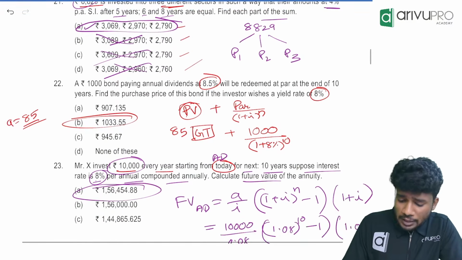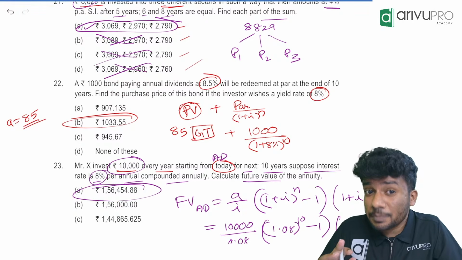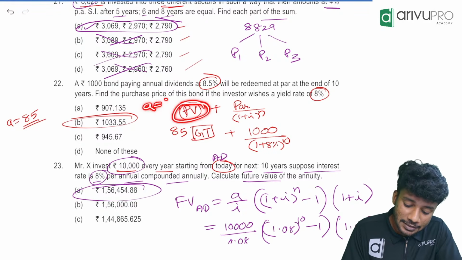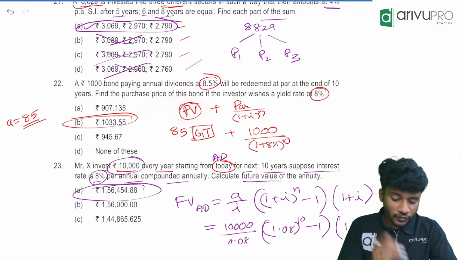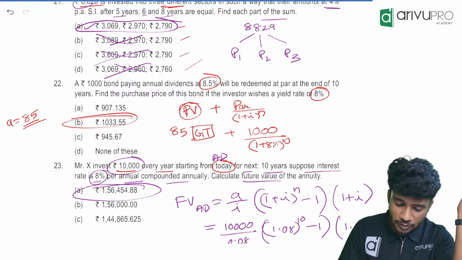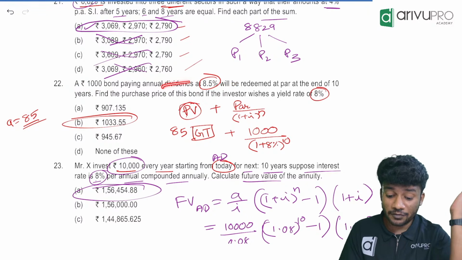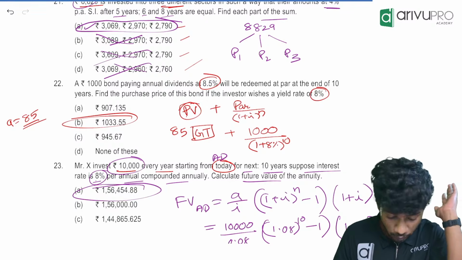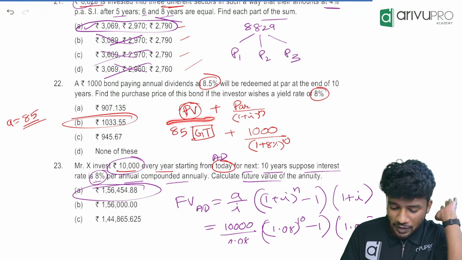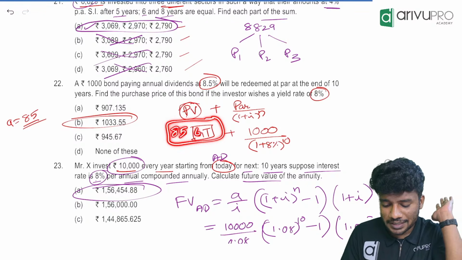So first of all, you need to know the bond present value formula. PV, taking A, is equal to the coupon payment. How to find A? Coupon payment is nothing but par value multiplied by 8.5%, the nominal rate, which is 85. So PV is nothing but 85 into our GT factor.